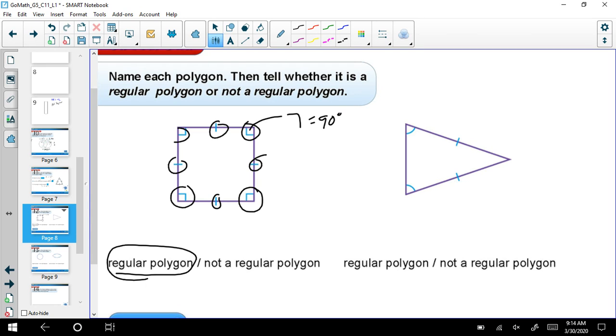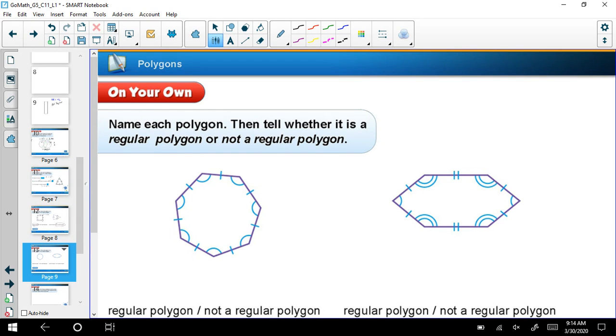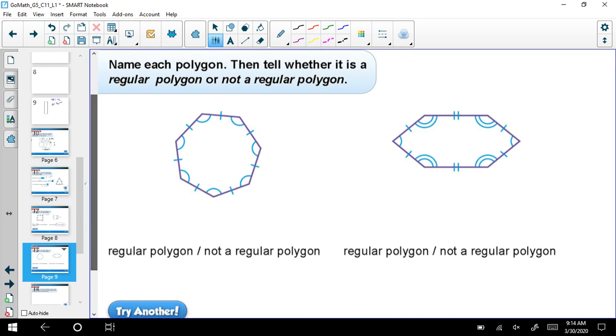All right, looking at the one on the right, here we have 2 congruent sides, but this third side is not the same. So this one, we don't even need to go any further. This one is not a regular polygon. Trying again with 2 more.